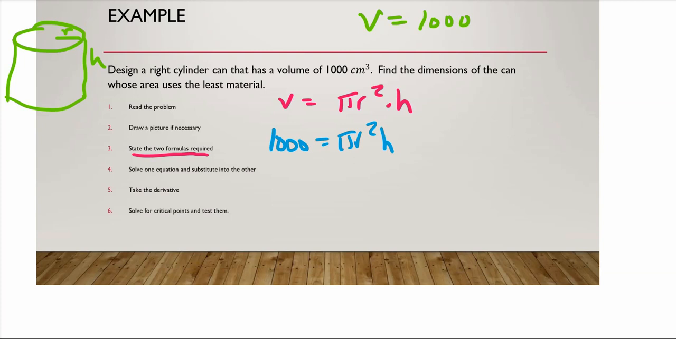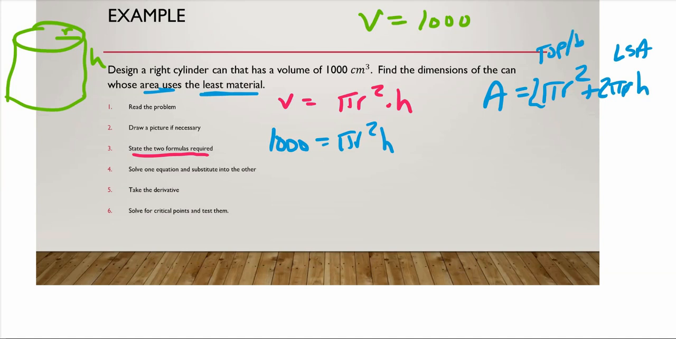So then I go back and read the problem again. It says design a right cylinder can that has a volume of 1,000 centimeters cubed. Find the dimensions that use the least area. Well, the least area, we're talking about surface area. That's what I needed. So the area of my can is going to be 2 pi r squared, right? Because there's two circles, the top and the bottom, plus 2 pi r h. And this is my lateral surface area, and this is my top and bottom area.